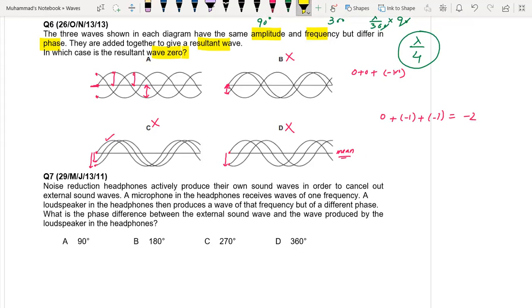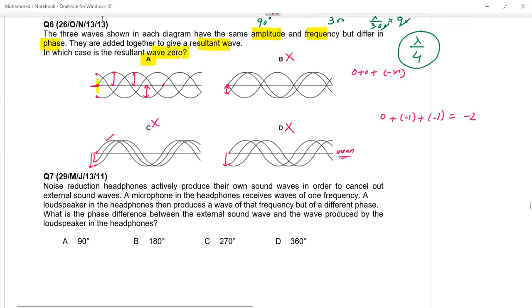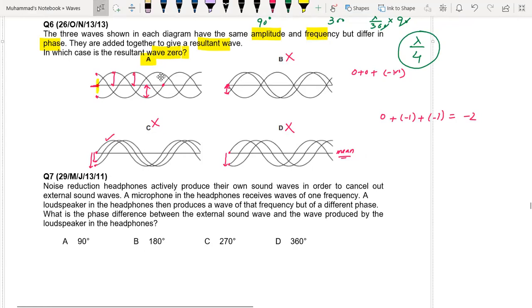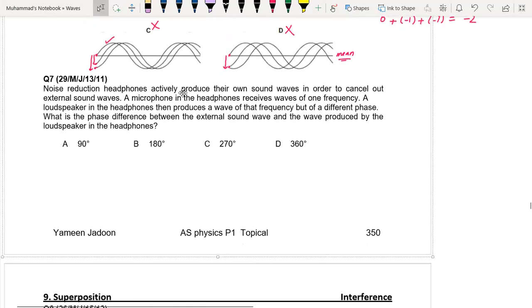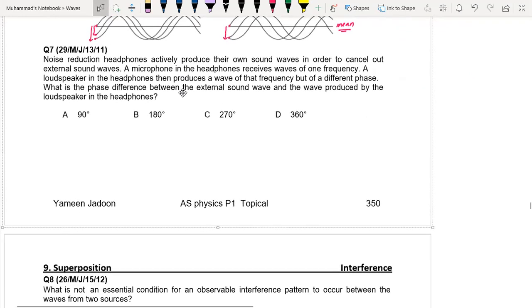So I eliminated all three wrong options just by checking displacement at the start point. That's why option A is correct. And you can see at all other points, the sum of displacements of these three waves will be zero. For example, if I am checking at this point, one wave has zero displacement, another has positive displacement, and the third has the same negative displacement. So the displacement will be zero. You can verify at all points that the displacement of these three waves will be zero.